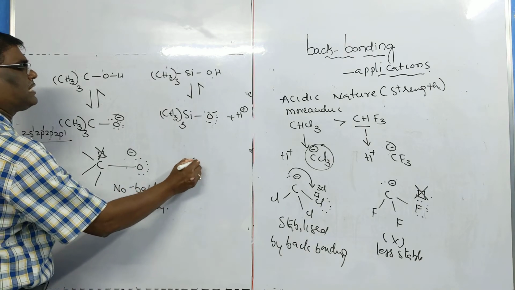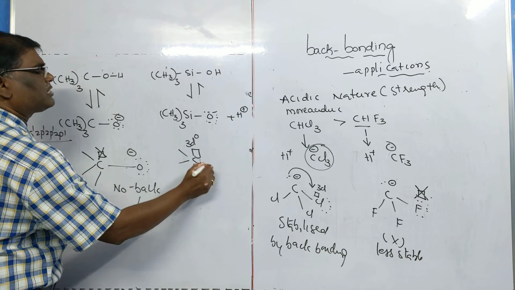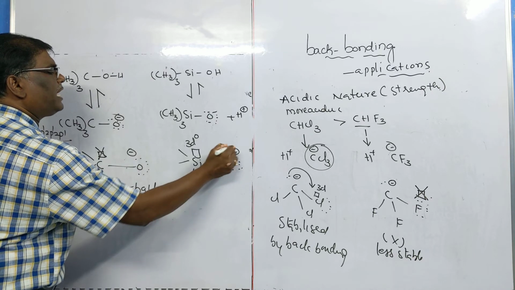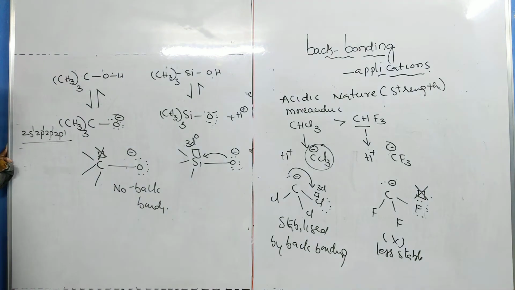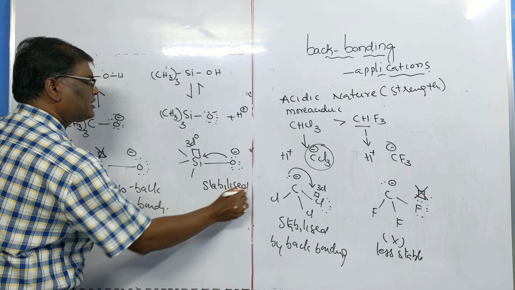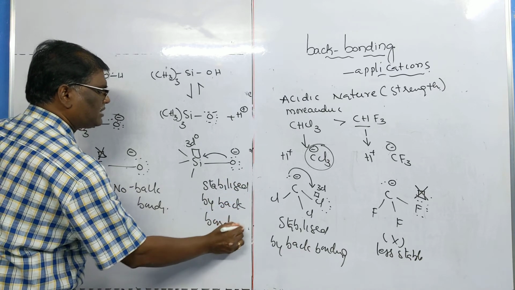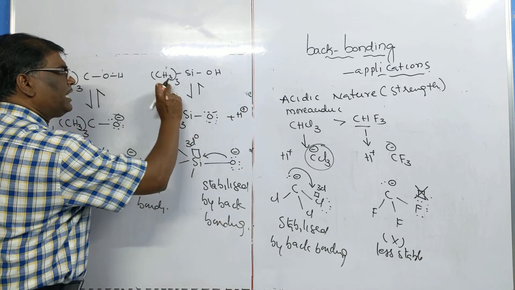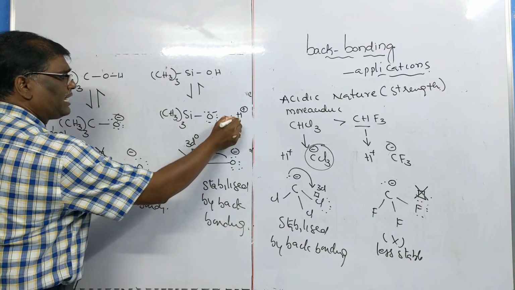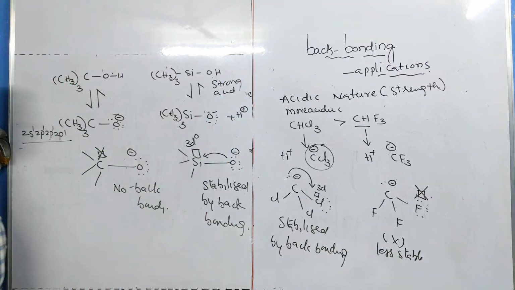Whereas in this case, silicon, I told you, has vacant d orbitals. That's why between oxide and silicon there will be a possibility of back bonding. So this is stabilized by back bonding. As this is more stable, it readily ionizes the proton and acts as a strong acid. Thus acidic strength is explained.